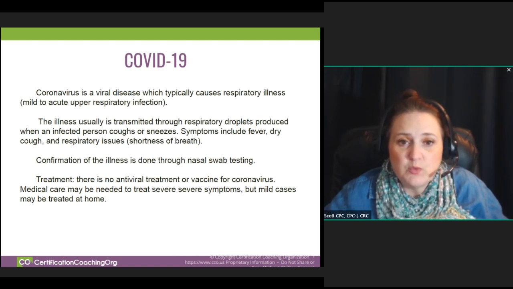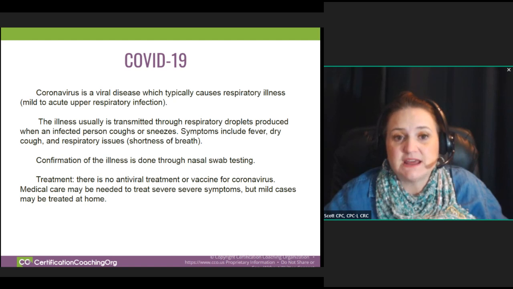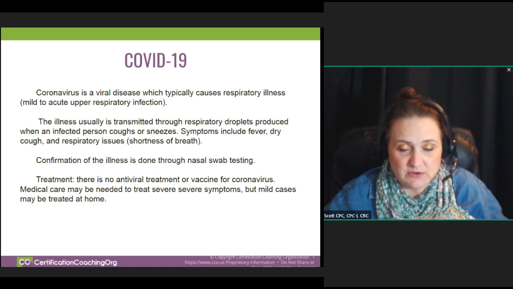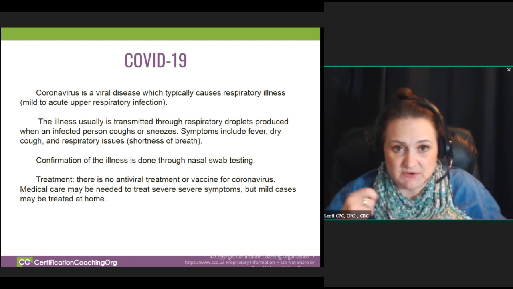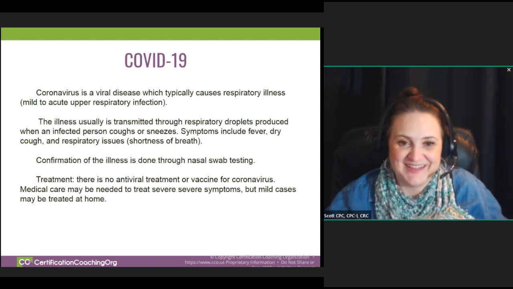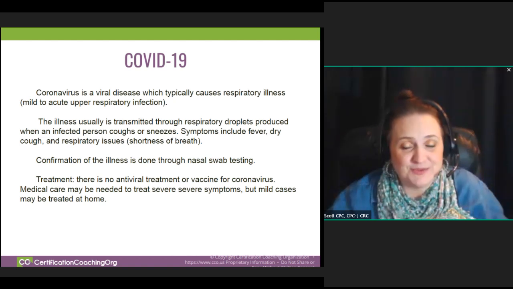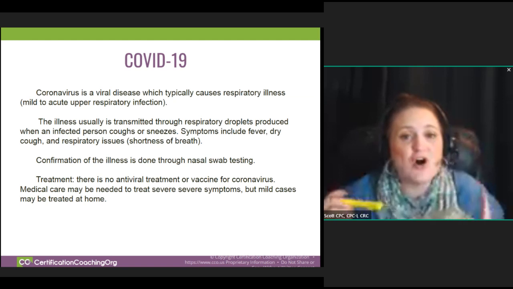Now, how do they confirm the cases? It's actually a nasal swab. And we're not talking about a simple, you know, stick a Q-tip up your nose. No. I see all these people rushing out to get tested, and I think to myself, because it is a swab. It's a little bit bigger than a Q-tip. The swab part is bigger than a Q-tip, and it's quite long for a purpose.